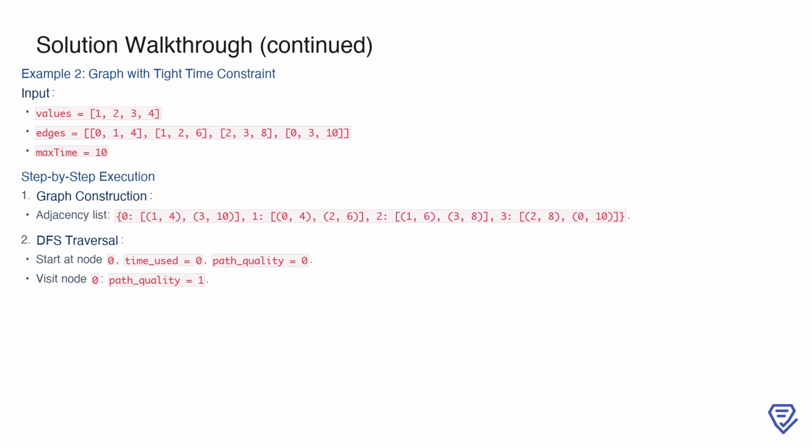We start by constructing the graph as an adjacency list, where each node is connected to its neighbors along with the respective travel times. Then, we begin a DFS traversal from node 0. Initially, the time used is 0, and the path quality is 0. Visiting node 0 adds its value to the path quality, so the path quality becomes 1.